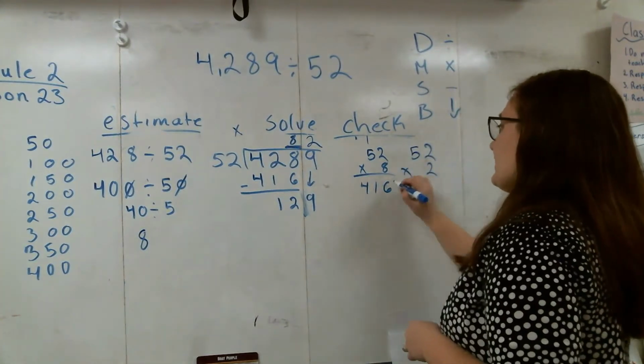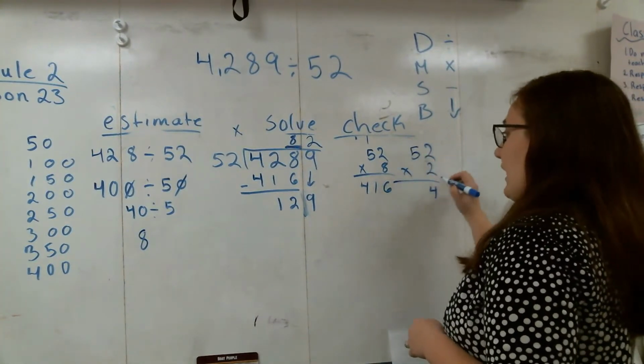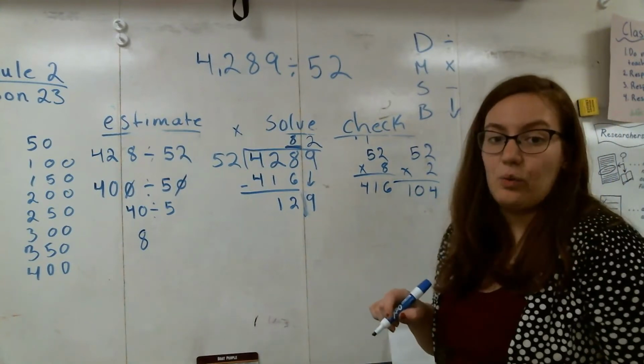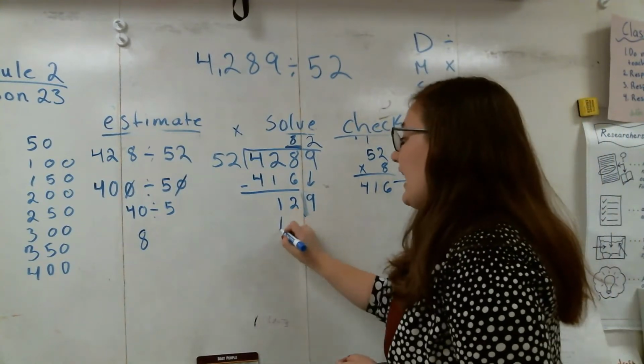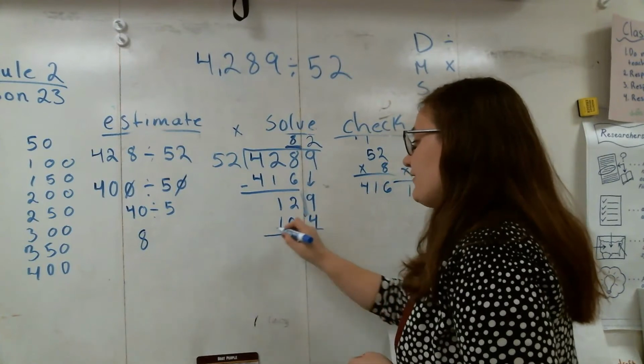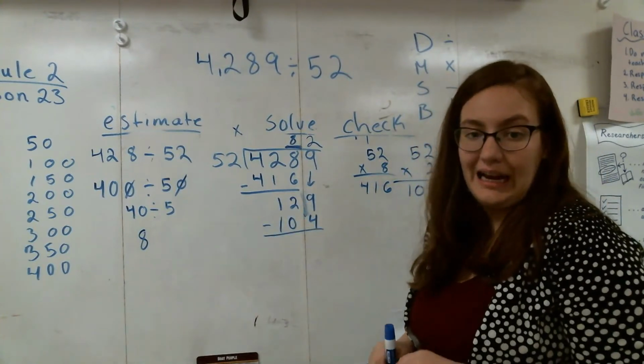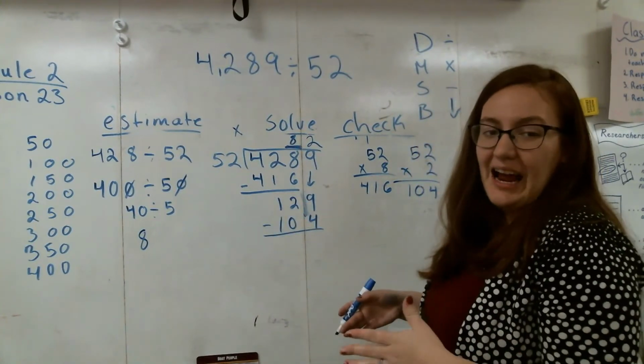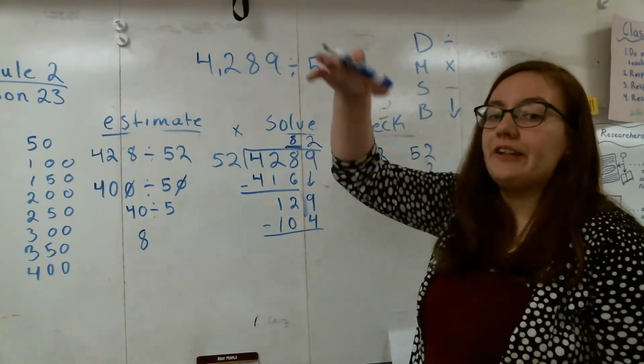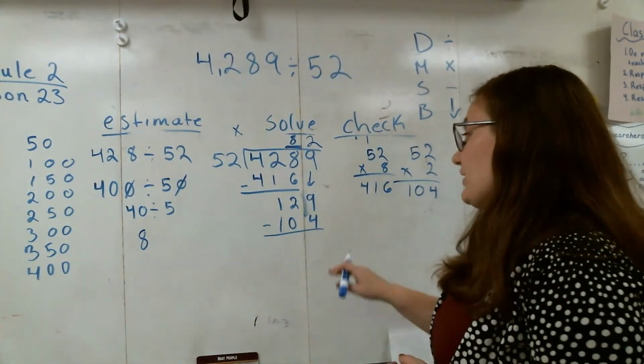And we'll see what that is. 2 times 2 is 4. 5 times 2 is 10. And I get 104. And 104 does fit into 129, so that's perfect. And if I did add another 52 on, it definitely would have been way over 129.